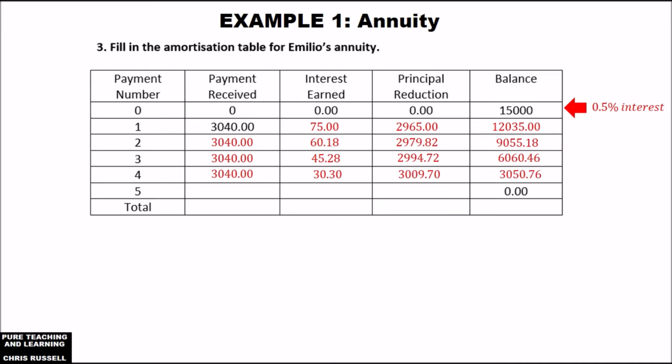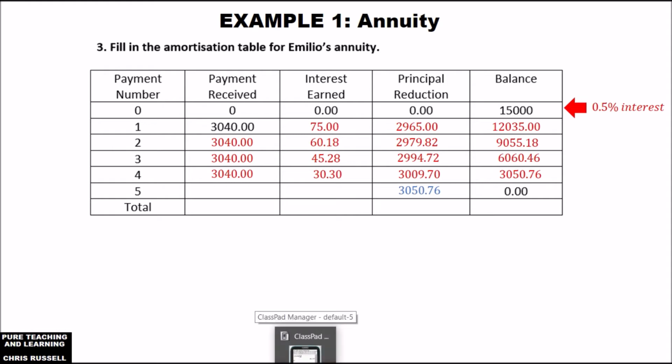Now, because the balance now is $3,050.76, the next balance after that in payment number 5 is 0. So the principal reduction has to be the same amount as the balance in payment 4. So therefore $3,050.76. Now what we have to do is go backwards.